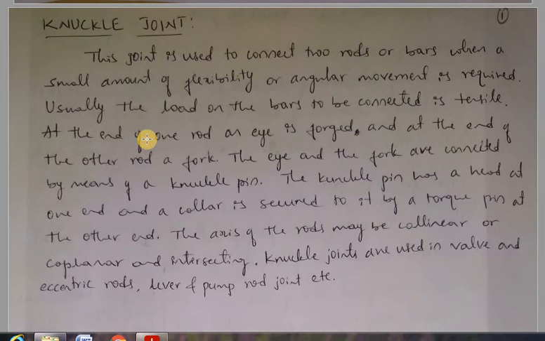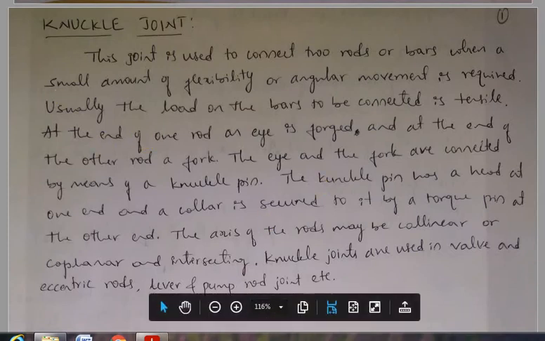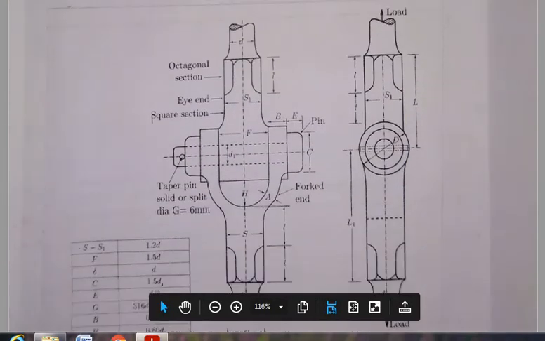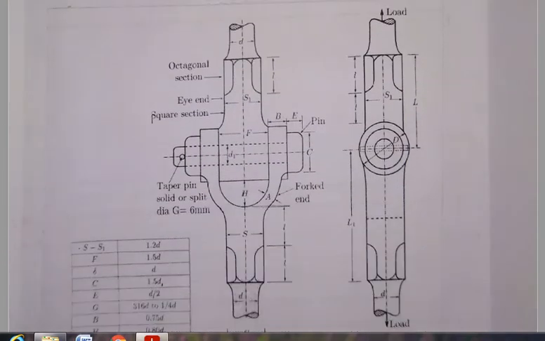Knuckle joints are used in valves and eccentric rods, lever and pump rod joints, etc. So now we'll see the parts of the knuckle joint, and later we'll study the design procedure.